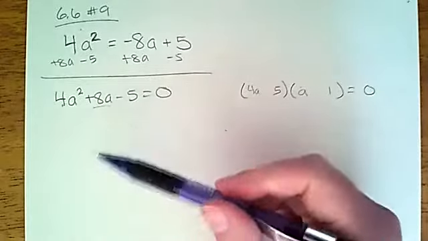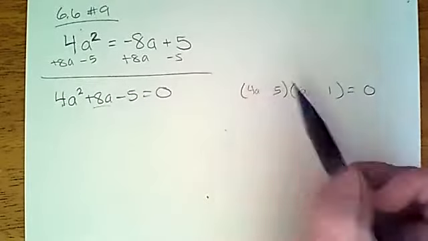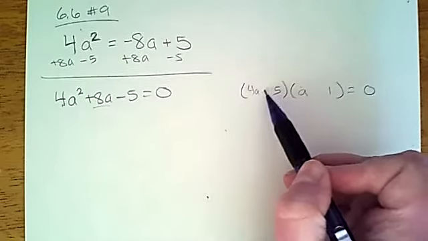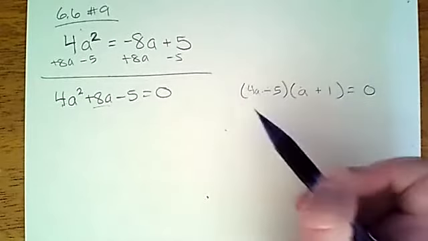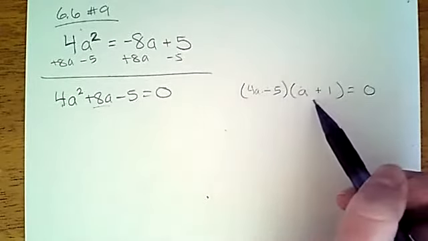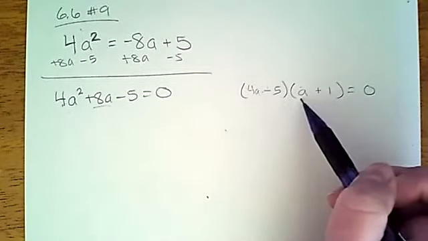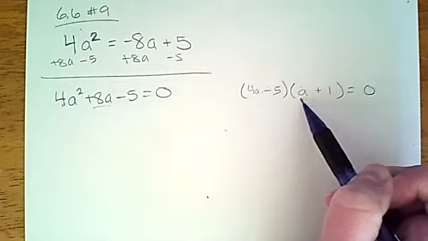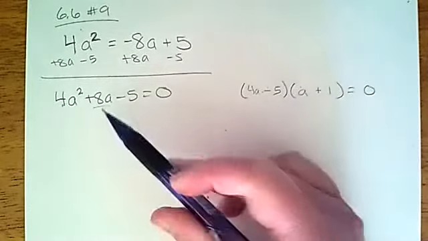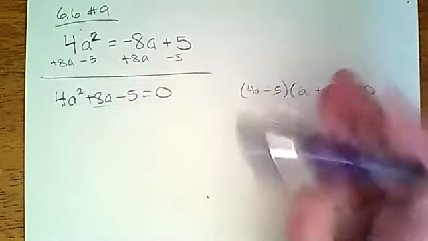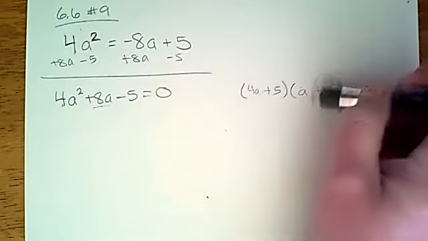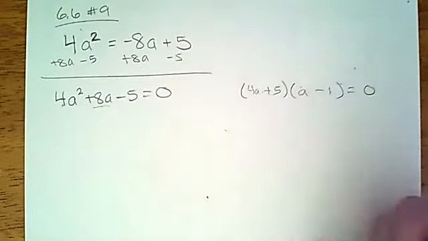And then I know that I need it to be negative, and so one of these has to be negative. So maybe the 5 is negative and the 1 is positive. And then you check, and you go, okay, 4a squared plus 4a minus 5a, that's negative 1a. That's not going to work for the 8a. Okay, well, what if I made this the plus and this the minus? And try it again, still won't work.